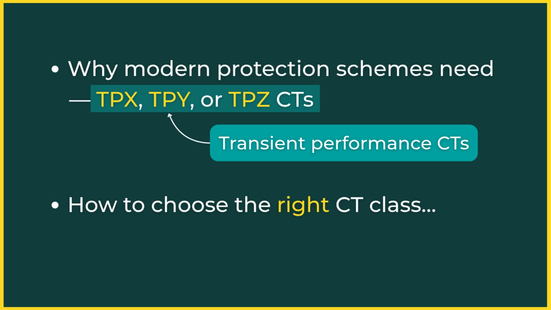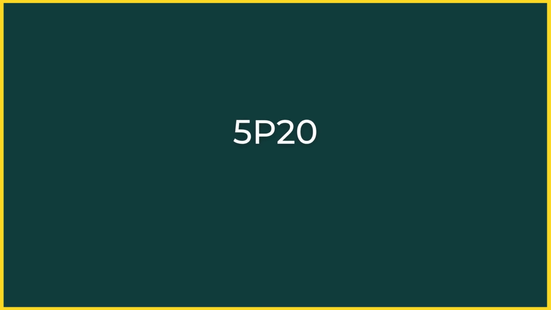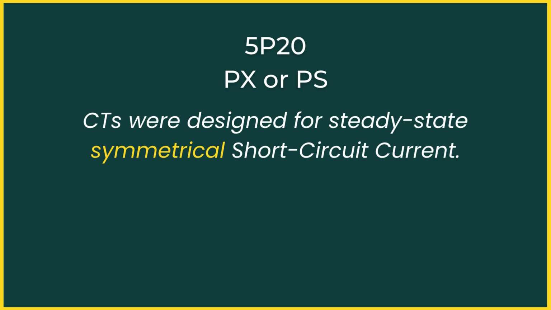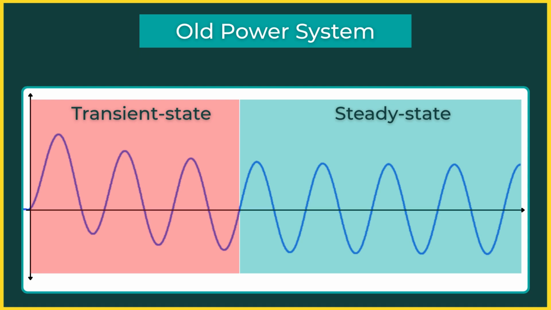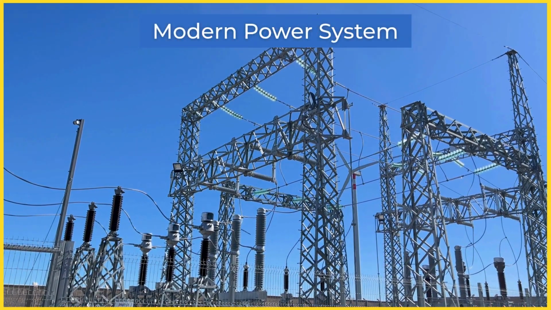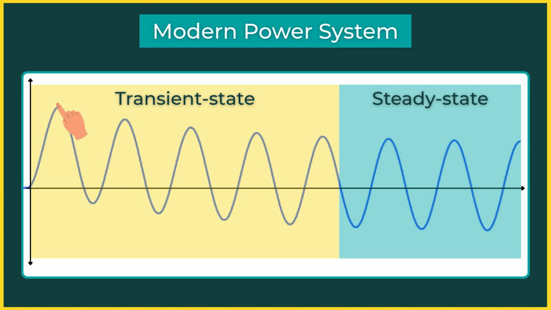In the past, protection CTs like 5P20, PX, or PS class were designed for steady-state, symmetrical short-circuit currents. That worked well when fault clearing times were long and system X/R ratios were low. But today's power systems are very different. Fault levels and X/R ratios have increased.